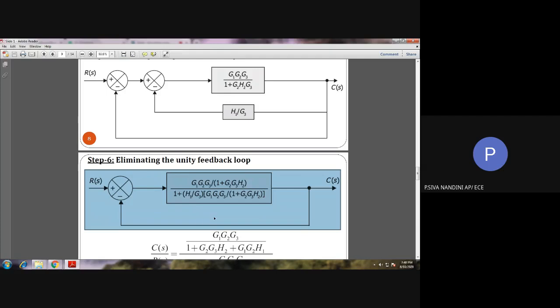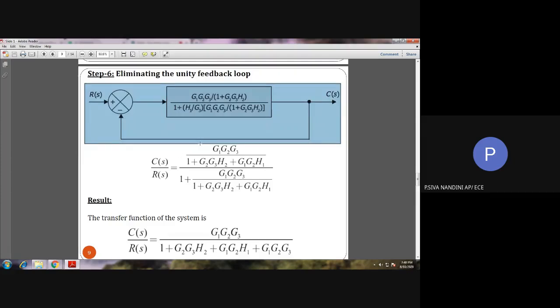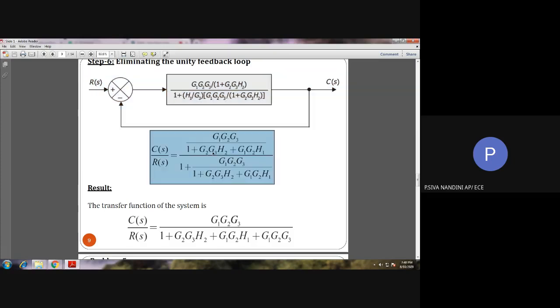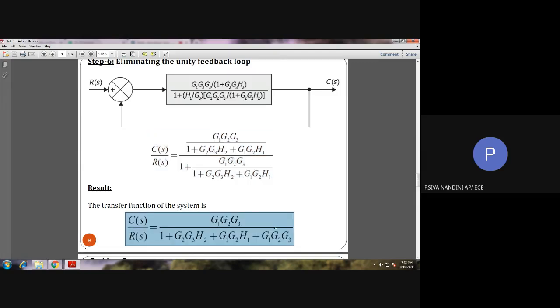Next, if you see in step number 6, here we are having a negative feedback loop, but in the feedback part we don't have any block at all. So we can take the feedback path gain as 1. So this is a negative feedback loop with 1 in the feedback path. So using that value, we can simplify the mathematical expression into a single term. Thus, the transfer function is obtained in this problem. Okay.